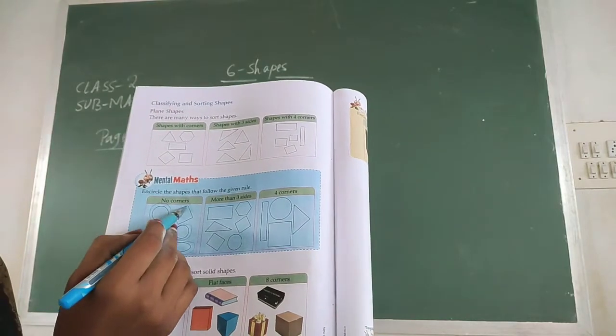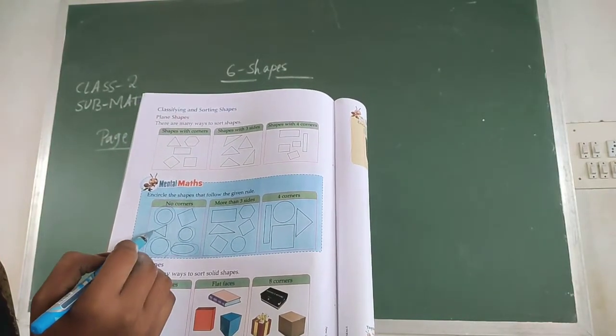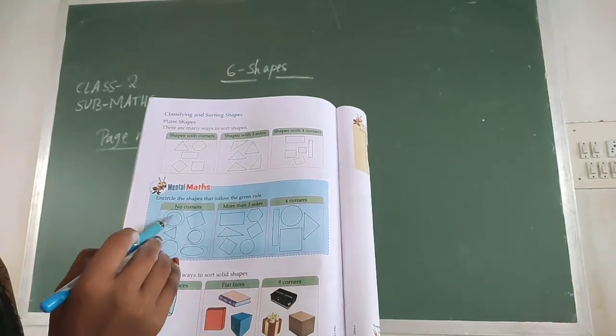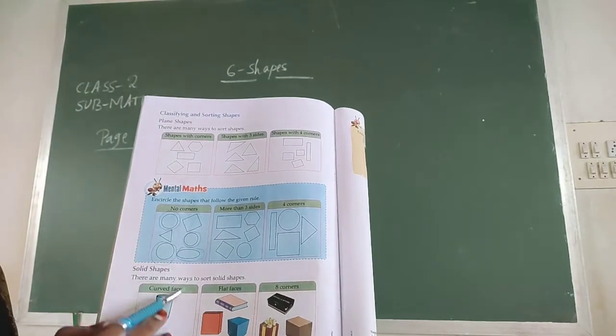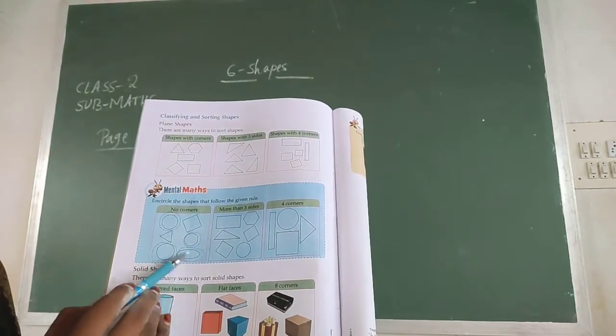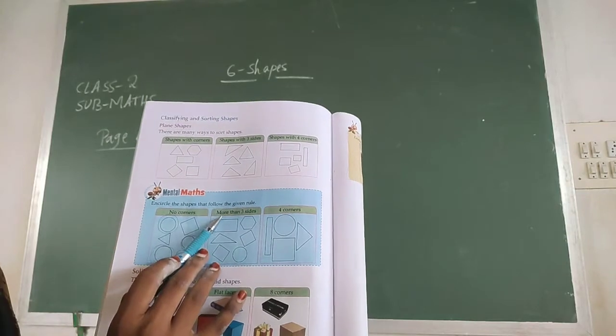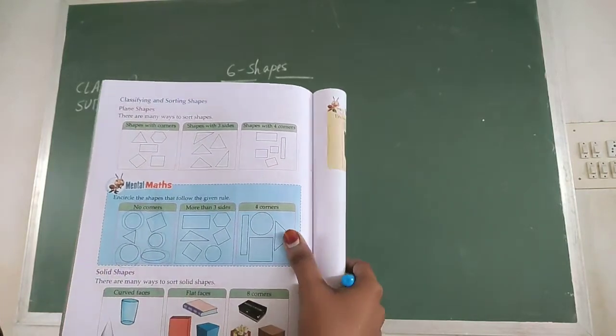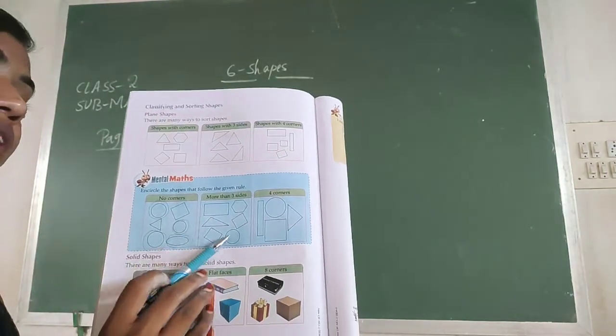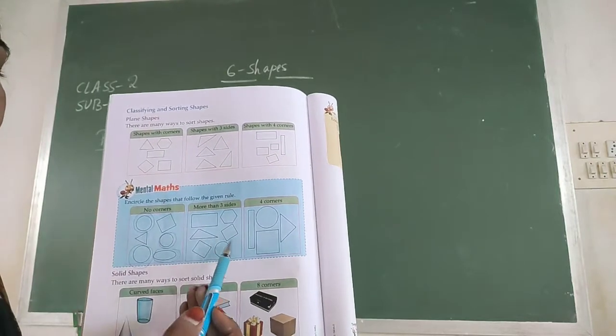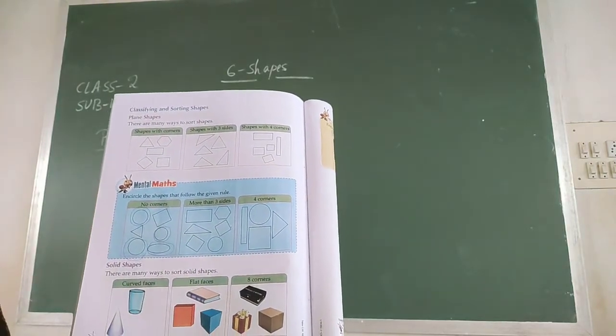This shape has four corners. This shape has three corners. And these shapes haven't any corners. So encircle these shapes. Next, more than three sides. Here they have given some shapes. Which shapes have more than three sides?